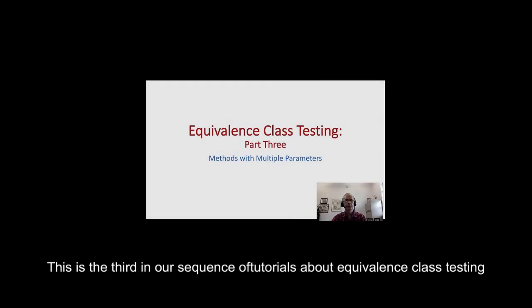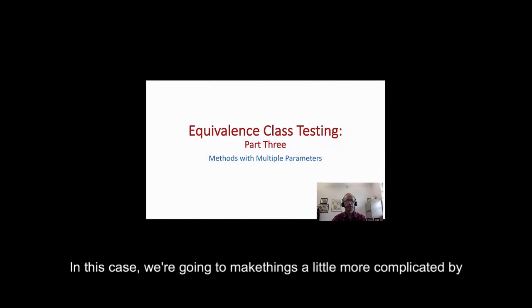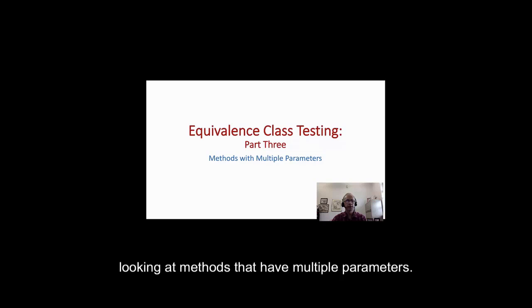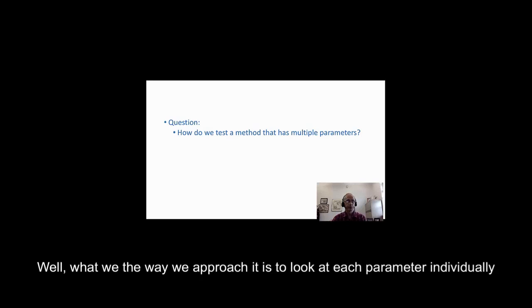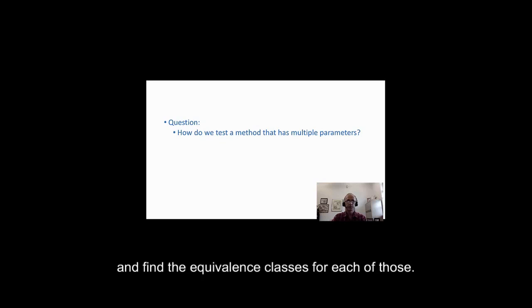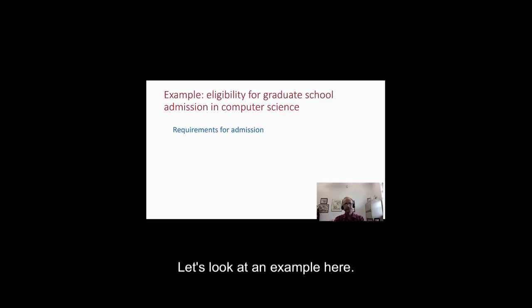This is the third in our sequence of tutorials about equivalence class testing. In this case, we're going to make things a little more complicated by looking at methods that have multiple parameters. So, the question is, how do we do that? How do we test when it has multiple parameters? Well, the way we approach it is to look at each parameter individually and find equivalence classes for each of those. Let's look at an example here.